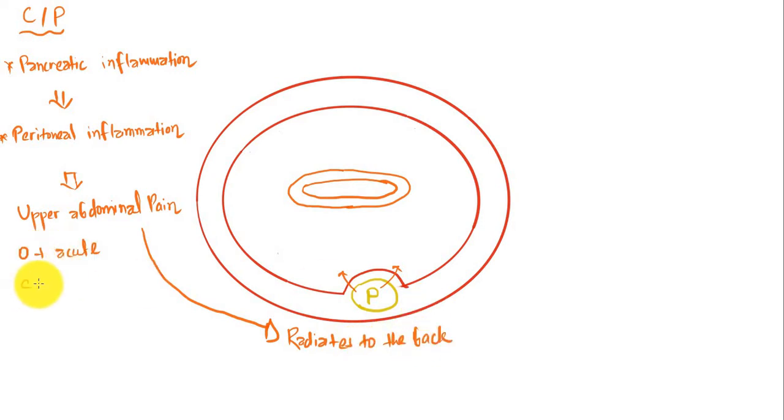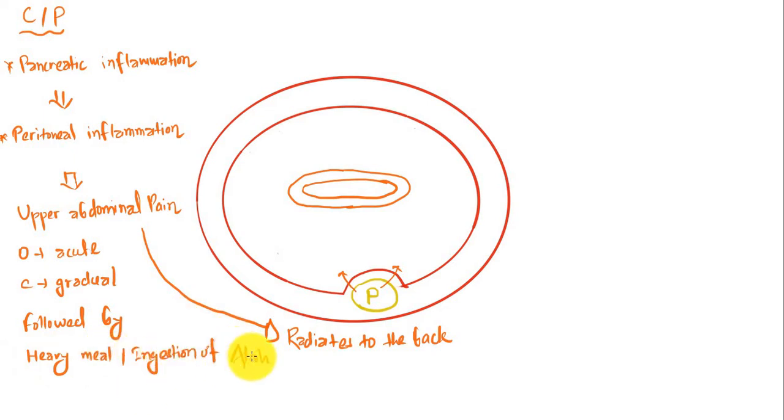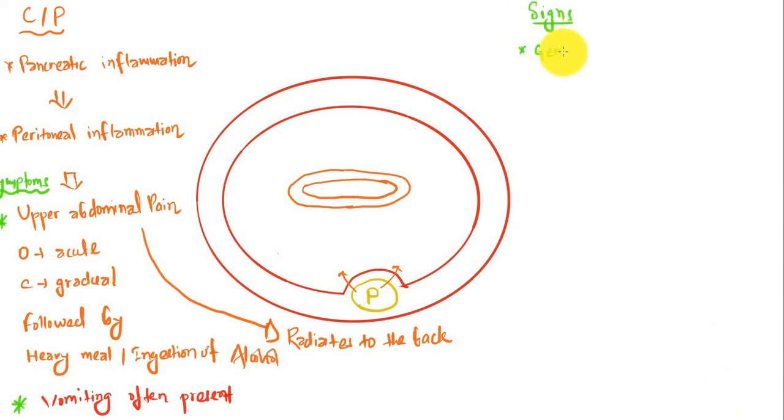The onset is acute, the course is gradual, followed by heavy meals or ingestion of alcohol. Vomiting is always present when there is upper abdominal pain due to pyloric spasm. So we have two symptoms, upper abdominal pain and vomiting.